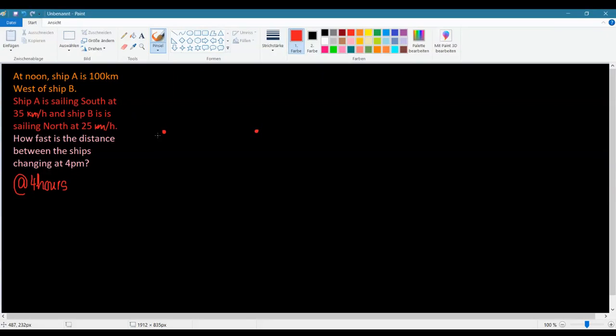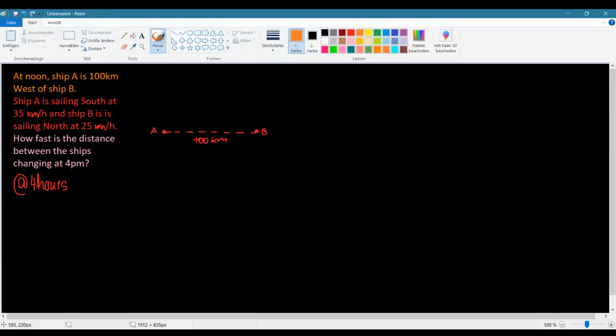So we've got ship A here, okay? And we've got ship B. Now, what do we know? At noon, they're 100 kilometers away from each other, right? A is 100 kilometers west, so this is west of ship B. So we know that this right here is 100 kilometers. Okay, so far so good.